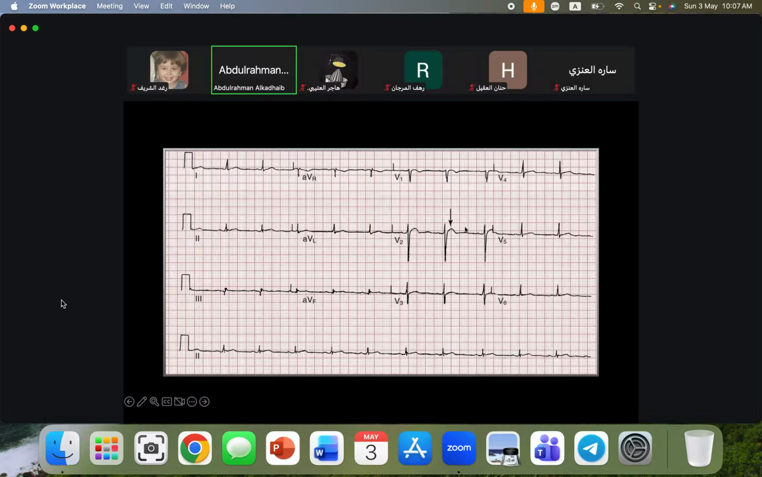So there is 1, 2, 3, 4, 5 boxes here, and the T wave is very close to the previous QRS complex, and it's in the first two boxes of the interval between the two QRS complexes. That's why we say it's short in this ECG. This is a very rough and quick way to tell, but most ECG machines will calculate the QT interval based on some formulas, and they will tell you exactly the length of the QT interval in milliseconds.